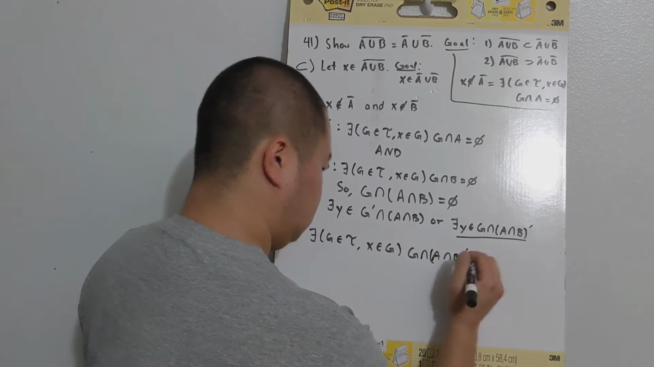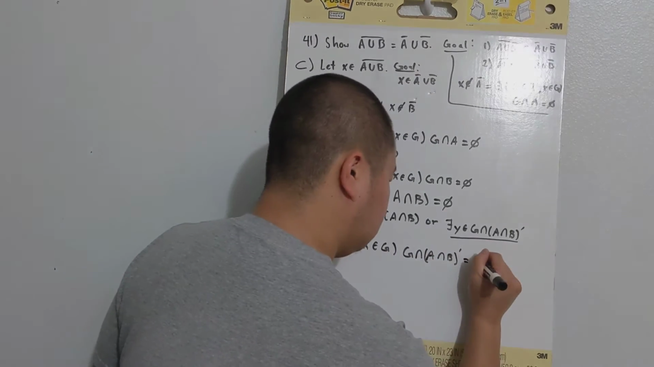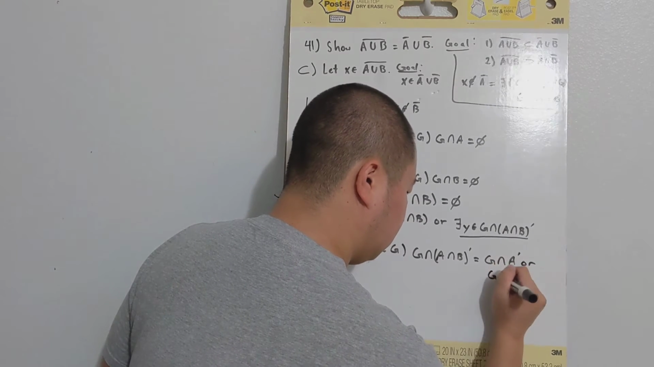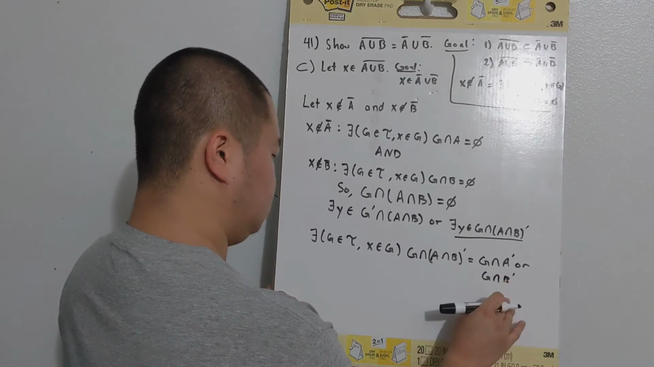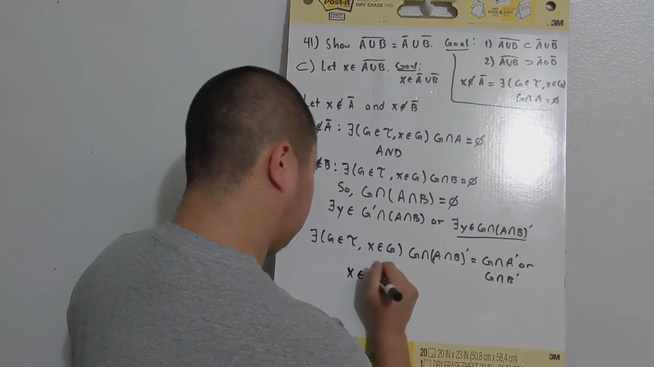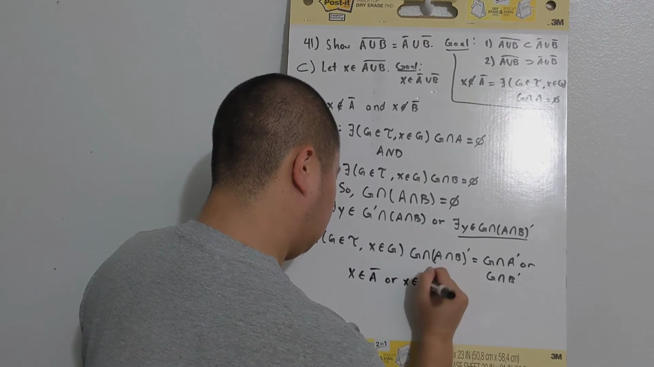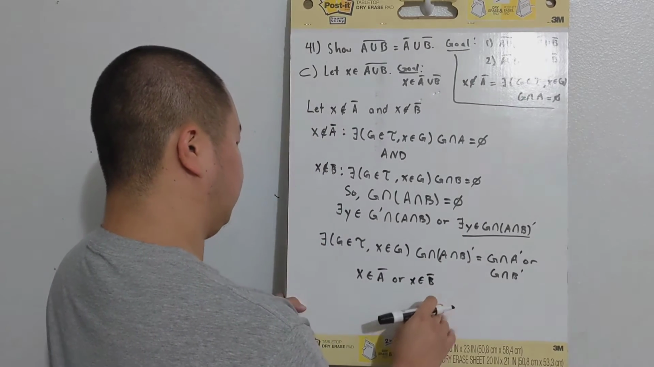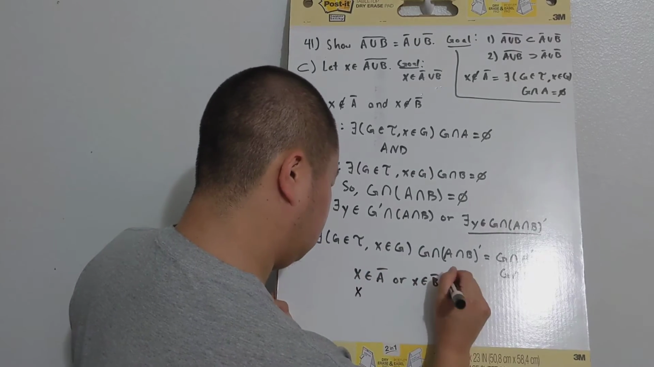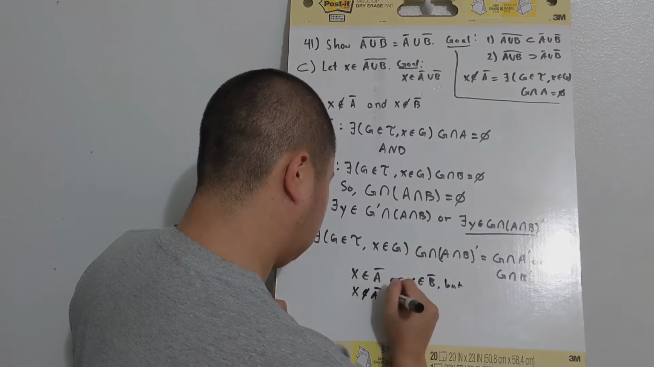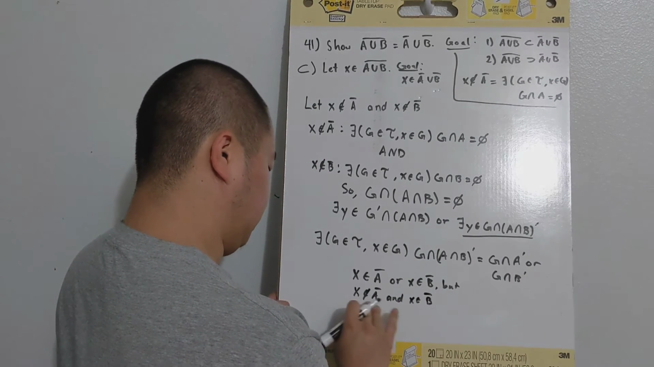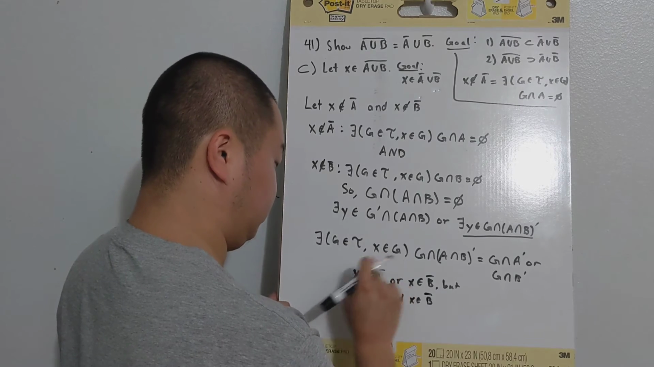if we break this down, this turns into either G intersection A complement or G intersection B complement, which means X is in either the closure of A or X is in the closure of B. But we assumed that X cannot be in the closure of A and X cannot be in the closure of B. Because if X can appear in the closure of A or B, how can it appear in neither of these closures?